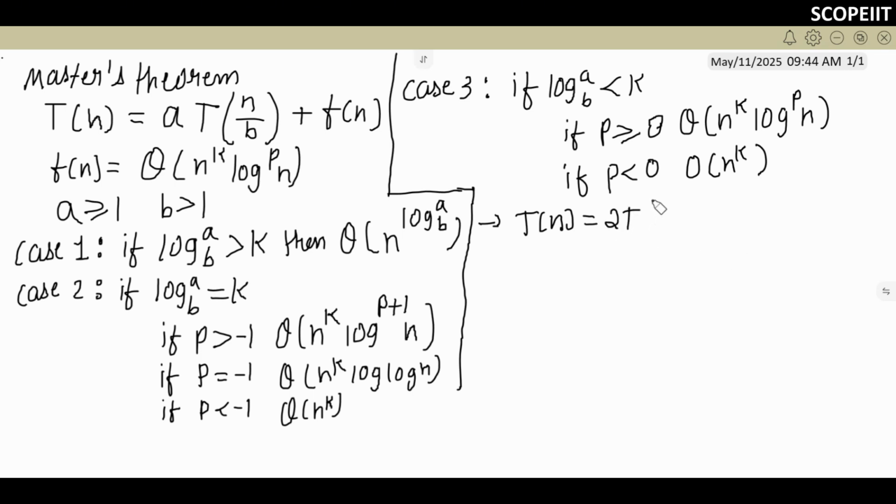T(n) = 2T(n/2) + n divided by log square n. Okay, all of you try this question.